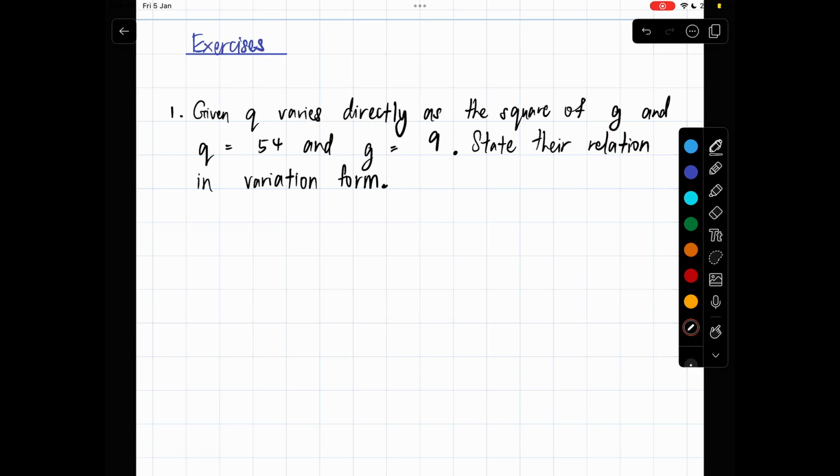So the first question that you will commonly get is where they will give you the numbers and the terms, and they will ask you to state the relation in whichever form they want. It can be variation form or it can be equation form. This question has asked us to present the answer in variation form, but for good measure, we will be showing it in the equation form as well.